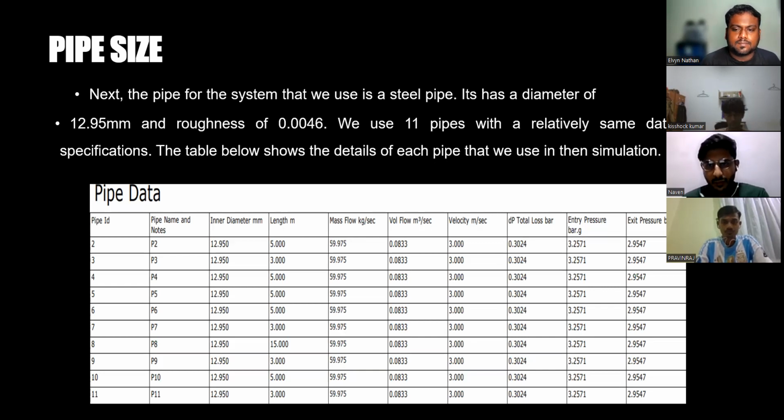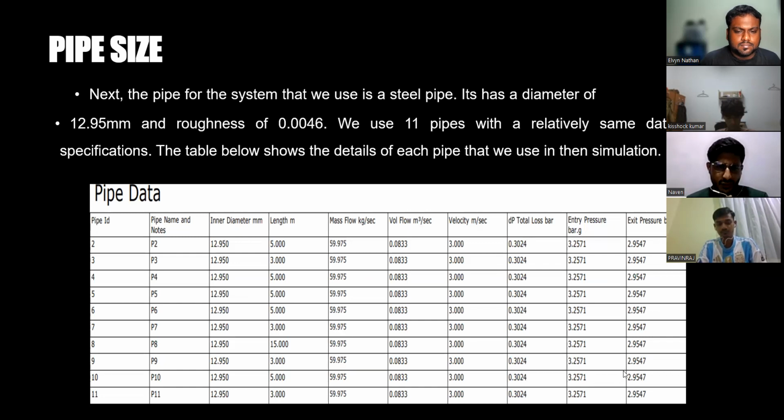Okay, my name is Navendran and I'm going to present about the pipe size. The pipe for the system that we use is steel pipe. It has a diameter of 12.95 millimeter and roughness of 0.0046. We use 11 pipes with relatively the same data and specification.